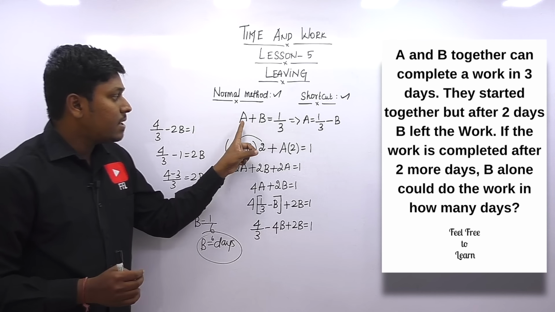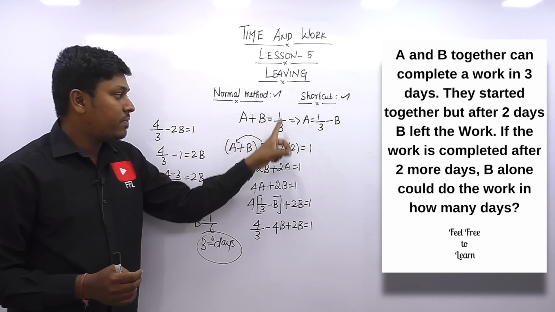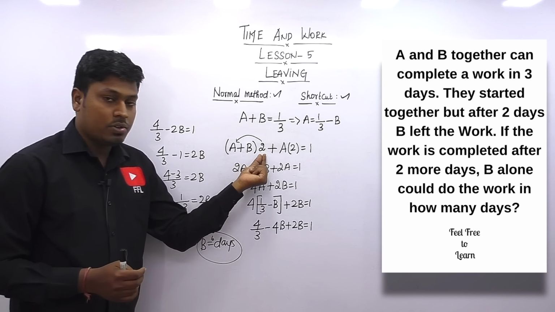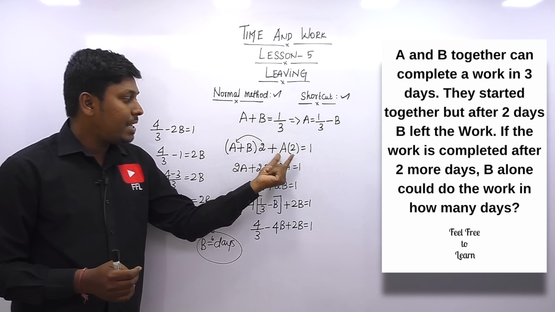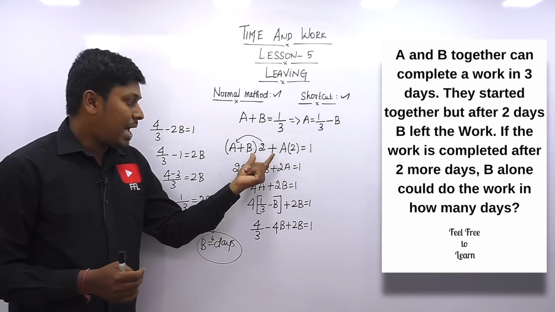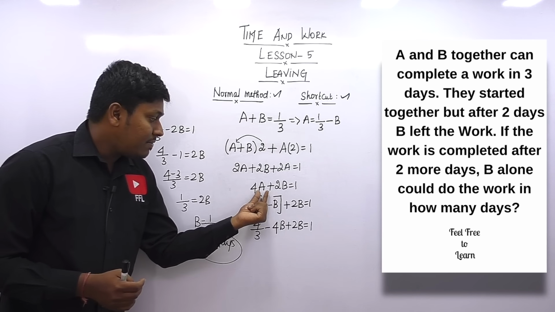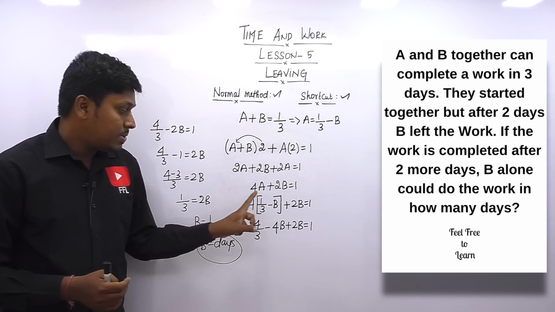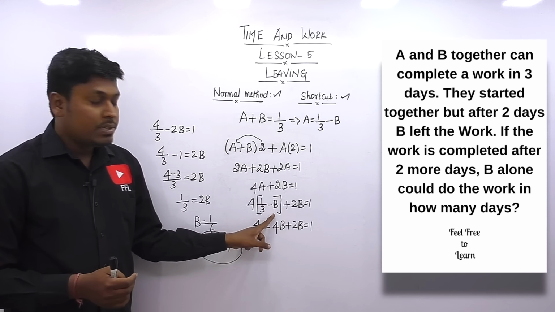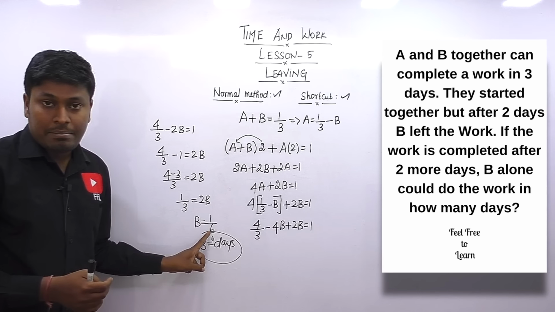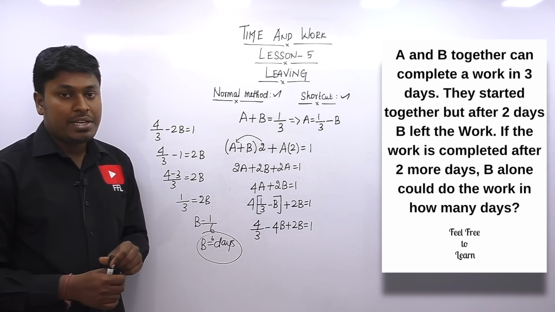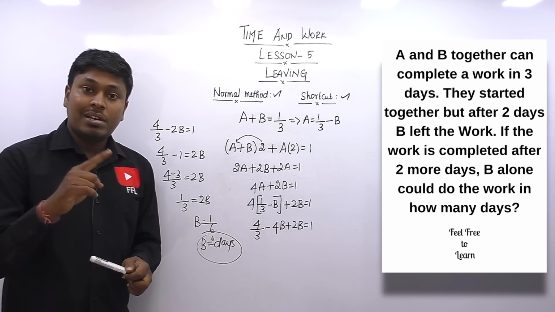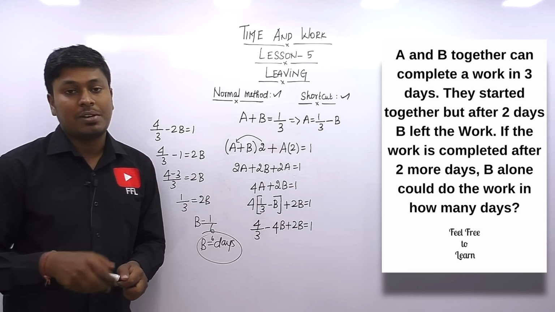So what I have done is, we know A and B can complete a piece of job in 3 days. And this equation is most important: A and B work for 2 days, then B left the job. The remaining job was done by A in 2 days. So after framing this equation, we are converting all the letters in terms of B. Why? Because our target is to find B alone. So finally we found that B equals 1 by 6, which determines B can complete the job in 6 days. So finally we have solved question number 1 by using a normal method and also by using a shortcut method.